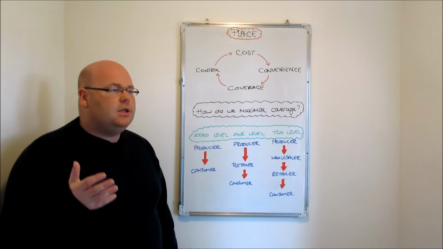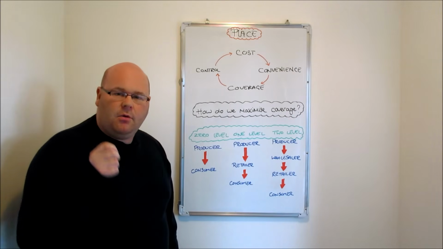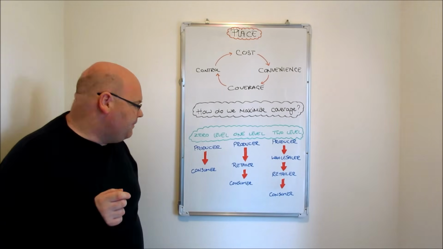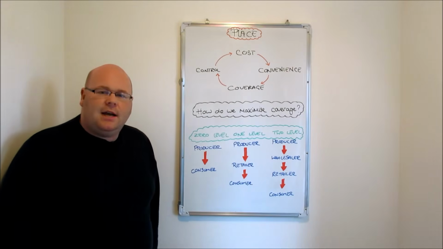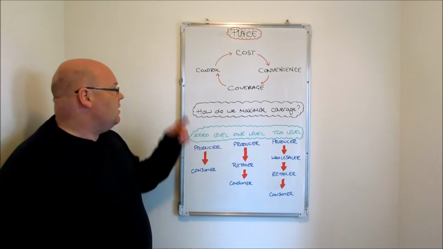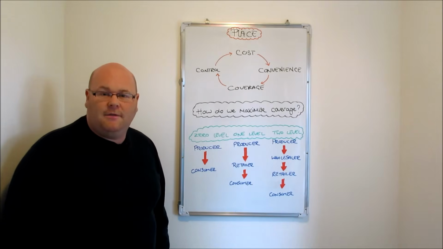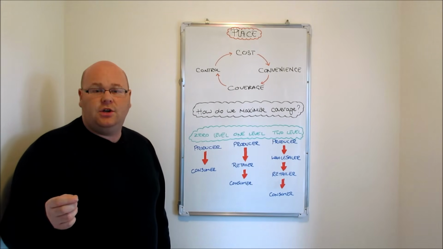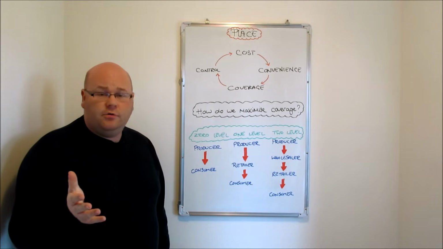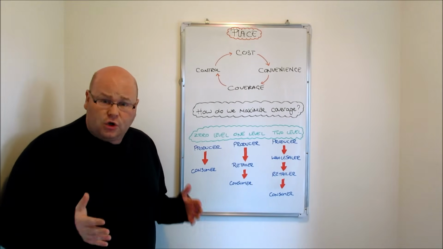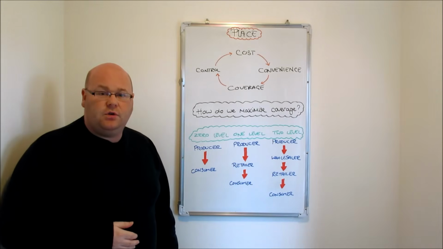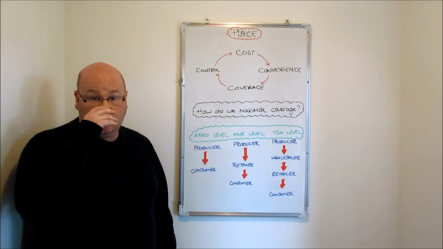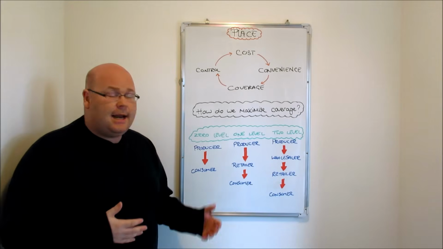So the first is to do what we call a zero level channel of distribution. When you adopt a zero level channel of distribution, it means that you've prioritized control as part of your place strategy. So you're going to sell the product directly to the end consumer yourself. Could be through traditional bricks and mortar stores, shops, premises that you've built and run yourself. It could be through making use of e-commerce and your own internet platforms.